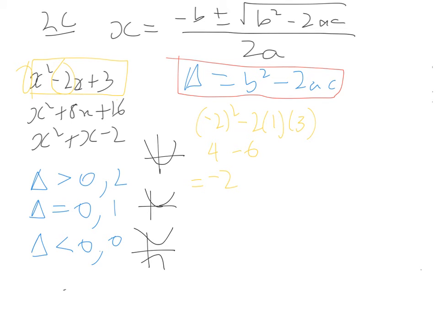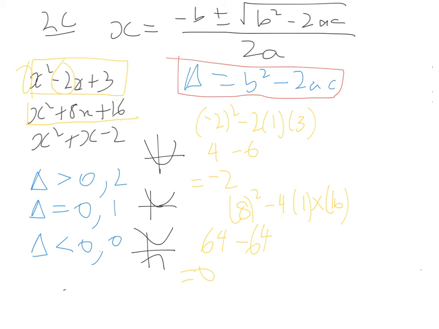The next one, 1x squared plus 8x plus 16. Let's have a look at that. So we'll say 8 squared minus 4, and we're going to multiply that by 1 by 16. 8 squared is 64, minus 4 times 16, which is 64, let's write that properly, so we end up with 0. So this will have one x-intercept.